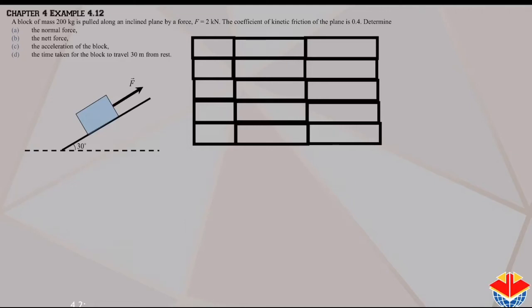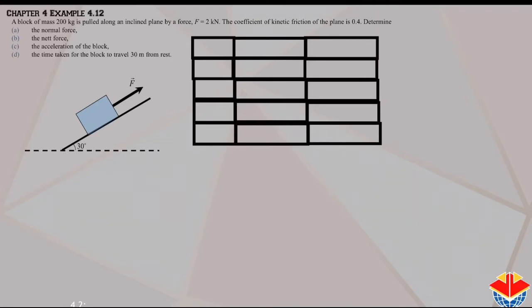A block of 200 kg is pulled along an inclined plane by a force of 2 kN. The coefficient of kinetic friction of the plane is 0.4. Determine the normal force, the net force, the acceleration of the box, and the time taken for the box to travel 30 meters from rest.